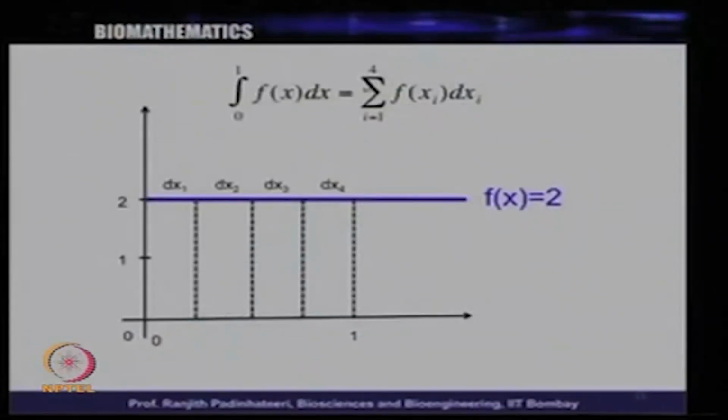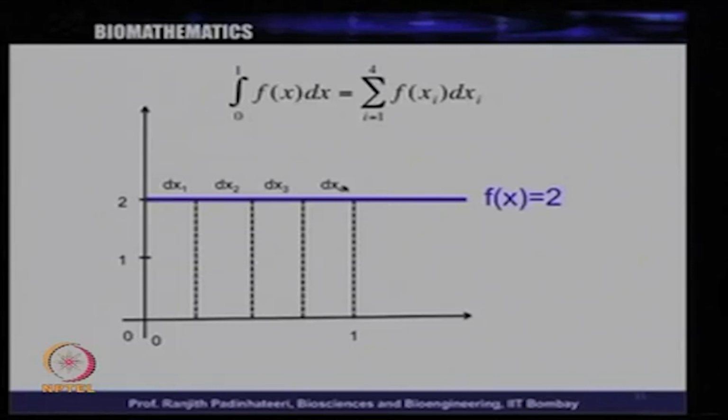So, if you expand this, what do we have? What are we saying here? We are saying integral f of x dx is nothing but the sum over i of f of xi dxi, where dxi are the intervals dx1, dx2, dx3 here. So, let us think about this. What does this mean?